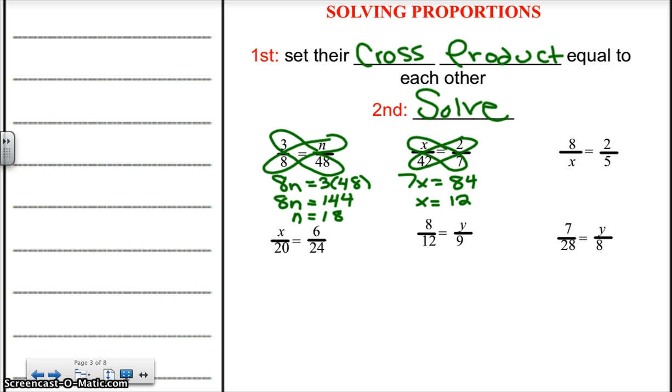I want you to go through and set up the cross product and solve the remaining 4. And you're going to compare with the student next to you. Setting the cross product equal, I always start with my variable side. So I say 2x is equal, 8 times 5 is 40, divide by 2, x is 20.